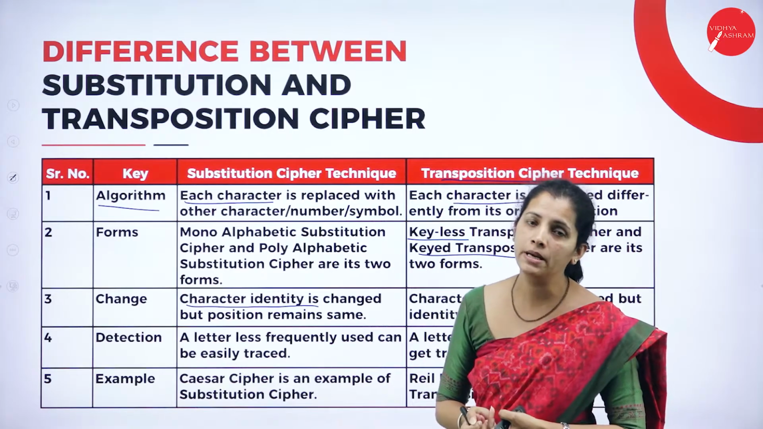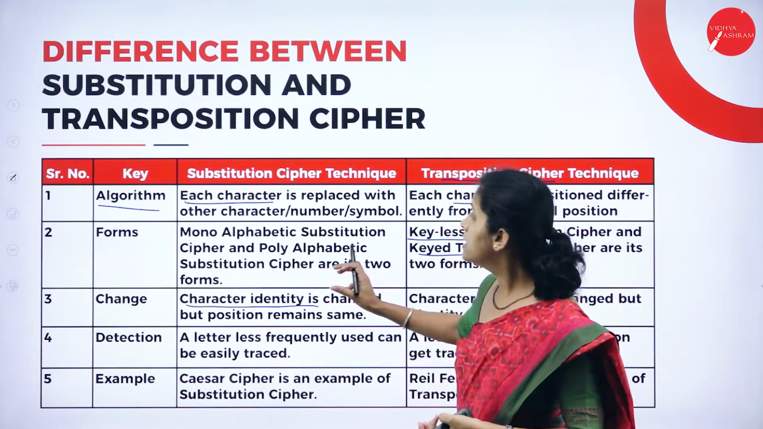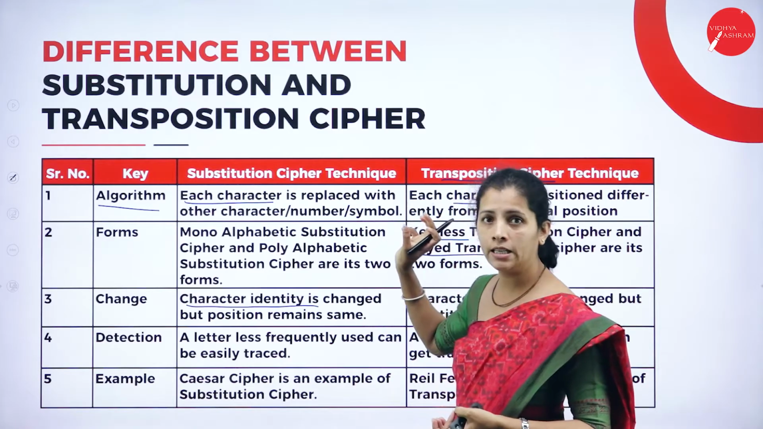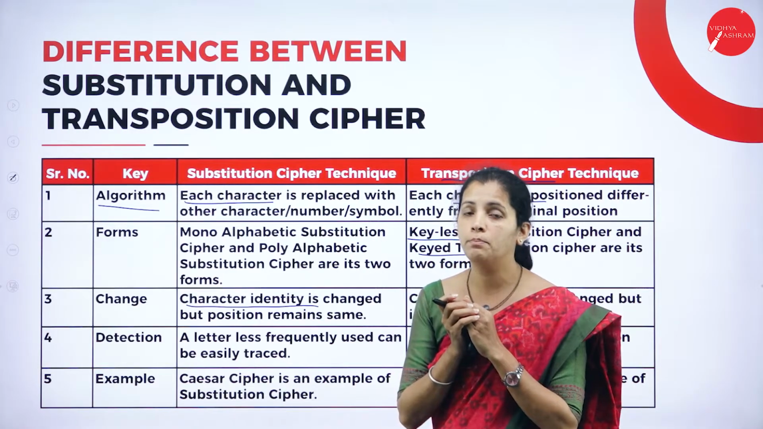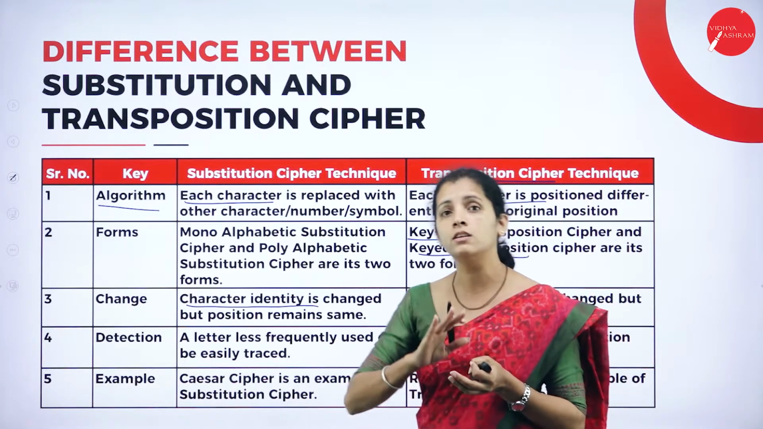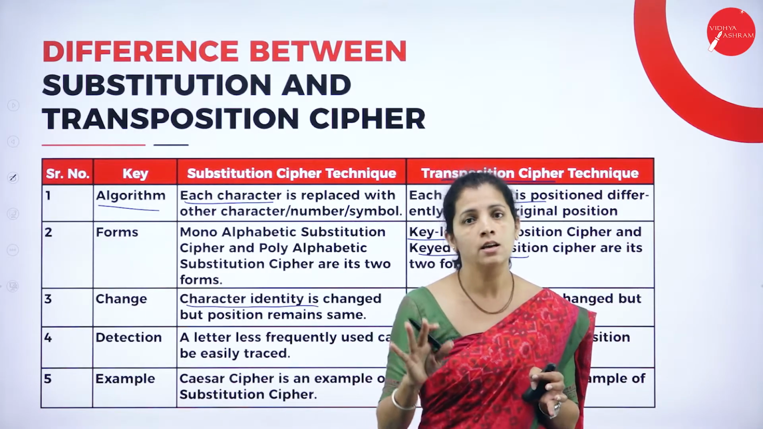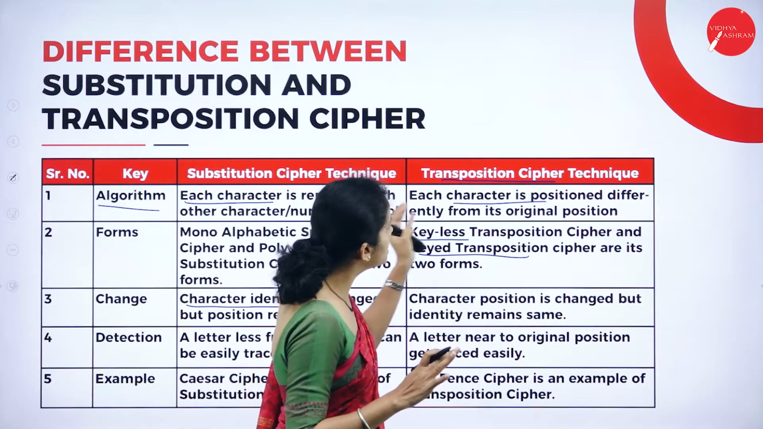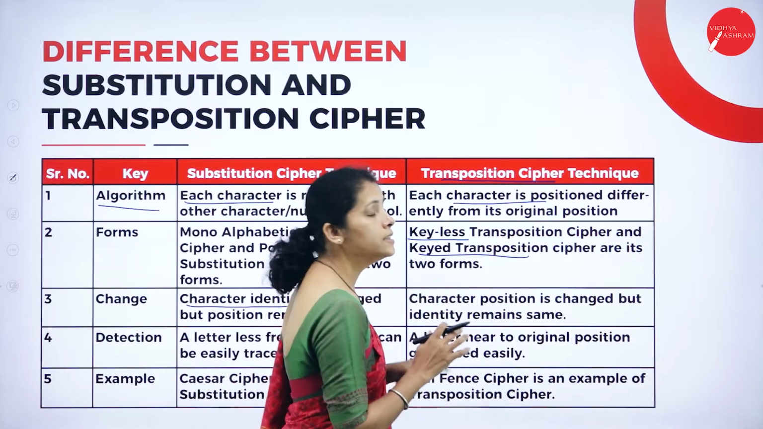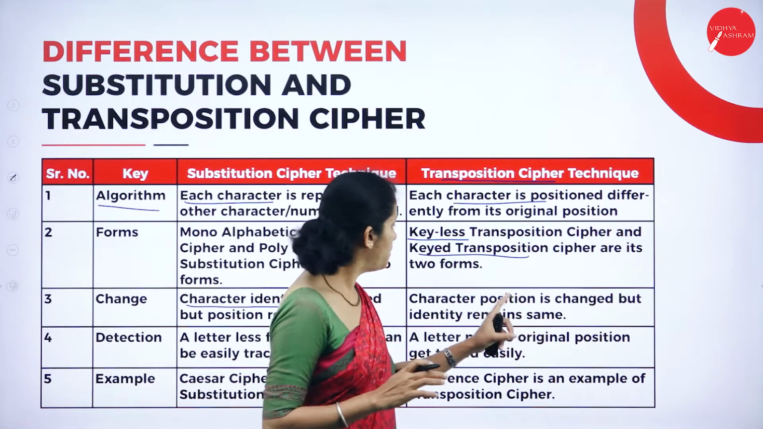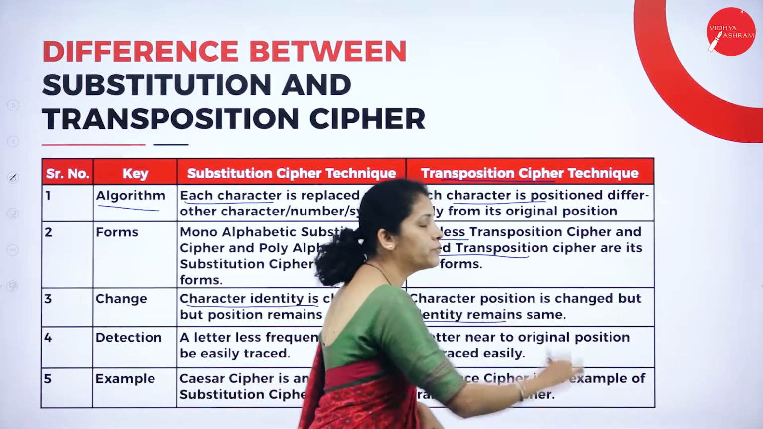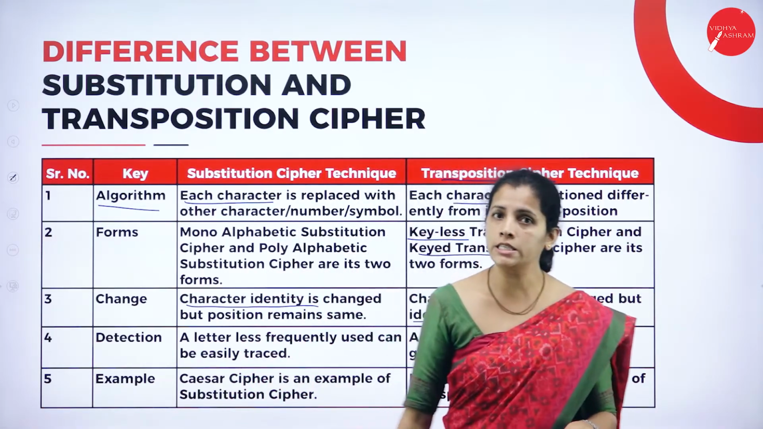And if I consider the change with respect to the substitution cipher technique, the character identity is changed but the position remains as it is. But in the transposition cipher technique, the character position is going to change but the identity of the character remains the same.